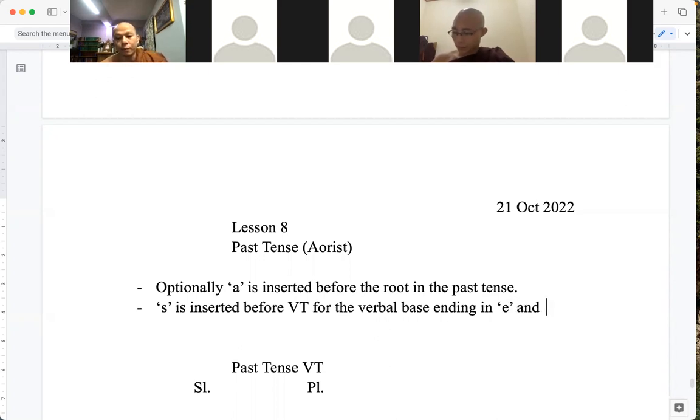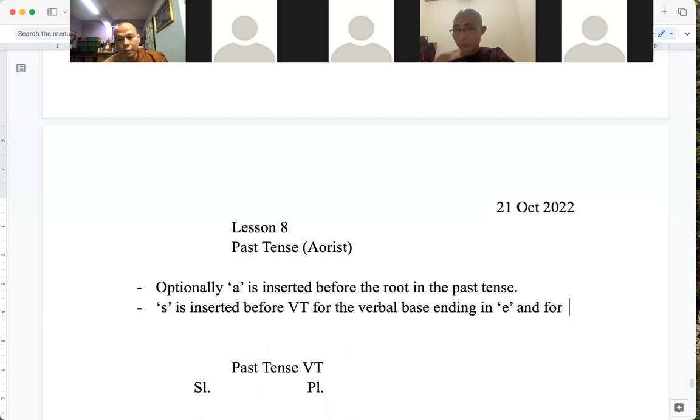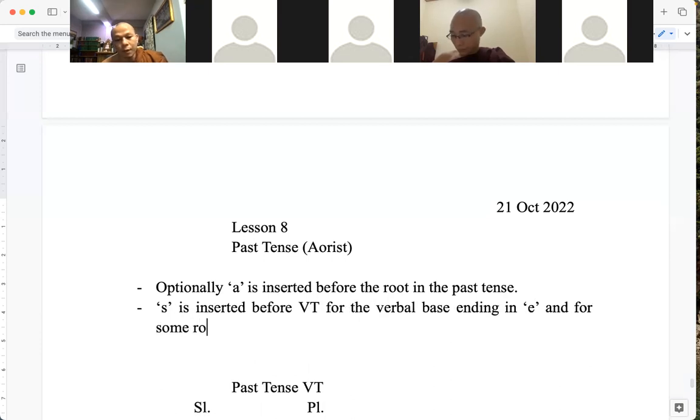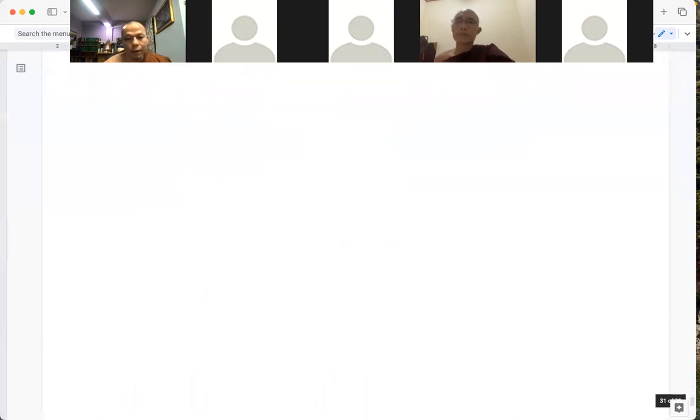And then for other roots, for some roots, later what kind of root we will see. For some root like the irregular verb, for some roots. So two characteristics, that's that insertion. Okay. So that is fine here for that.